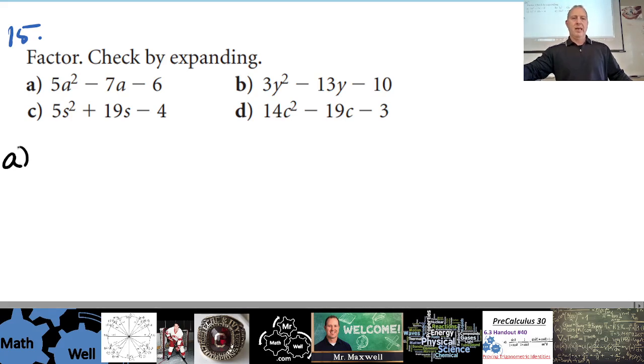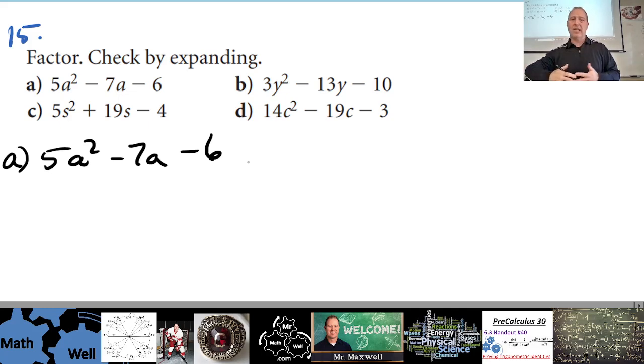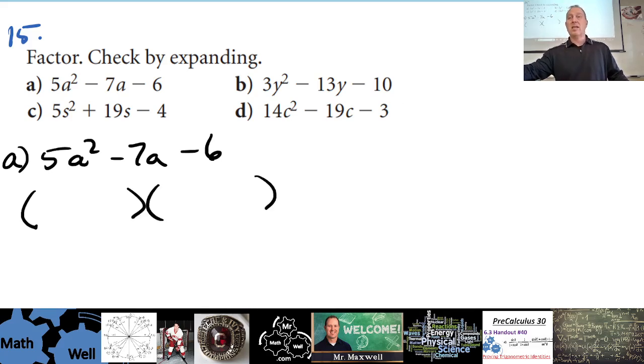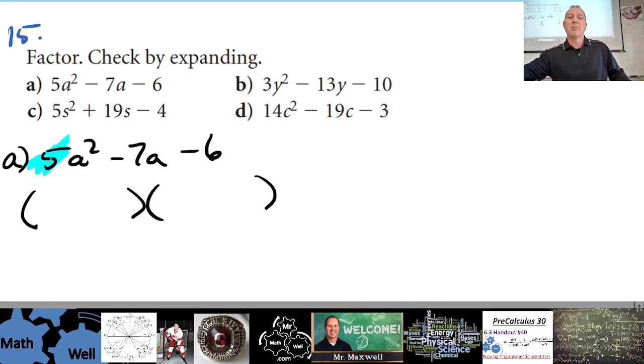But let's do 15a. Okay, so I'm going to write it out here so we can make sure everyone sees it. Okay, 5a squared minus 7a minus 6. Okay, we got some negatives here, but that's okay. You can do some mental math with negatives. So I'm going to do the 2 brackets. And what is actually nice about this one is that 5 is a prime number. So that means I only have one option for the 2 numbers that multiply to 5, right? 5 and 1. So guess what? 5a and 1a.